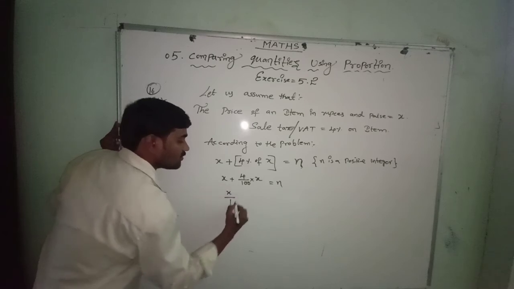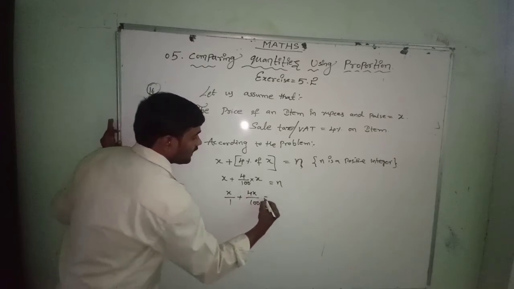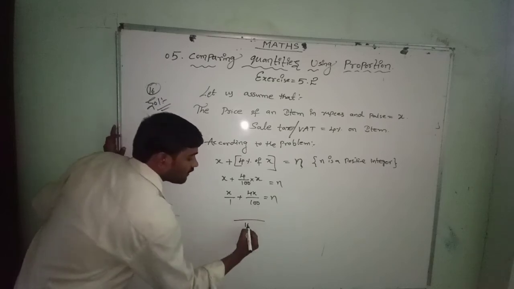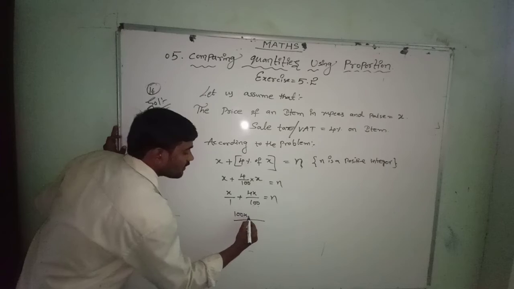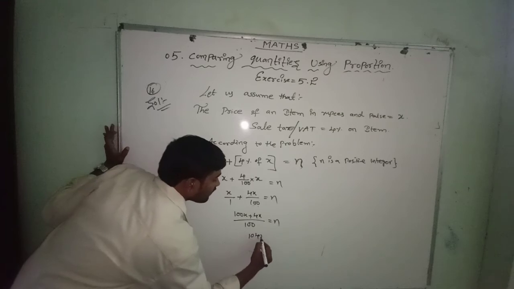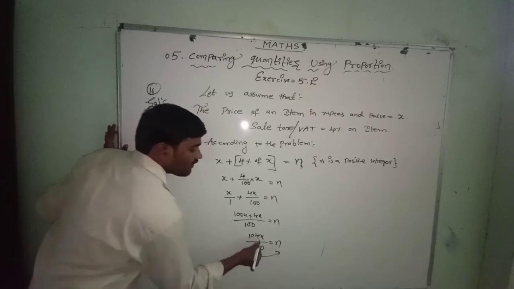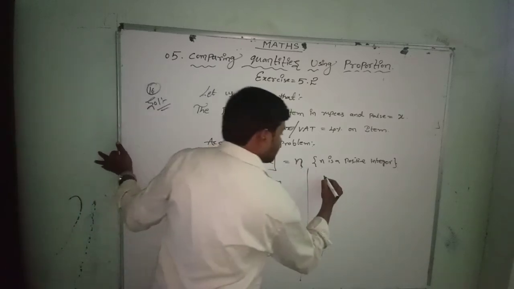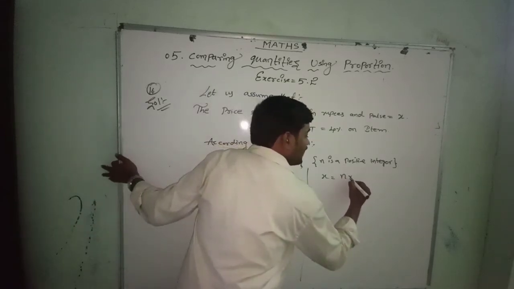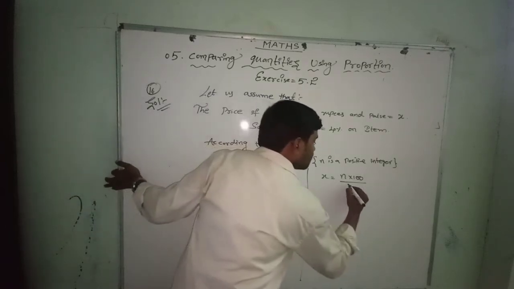See, x can be written as x/1 plus 4 into x, that is 4x by 100, that equal to n. Now let us take a cross multiplication at the LHS side. 1 into 100 into x, 100x plus 4x equal to n. 100x plus 4x, that is 104x by 100, that equal to n. మనకి x వాల్యూ కావాలి కదా, so 100 and 104, you transfer the side. So we get x equal to, already there is n here. So 100 is dividing the x, so it becomes multiplication, and 104 is multiplying, so it will divide by 104.